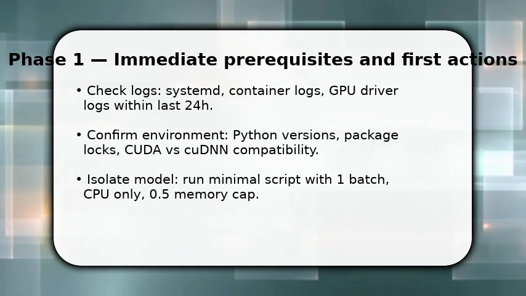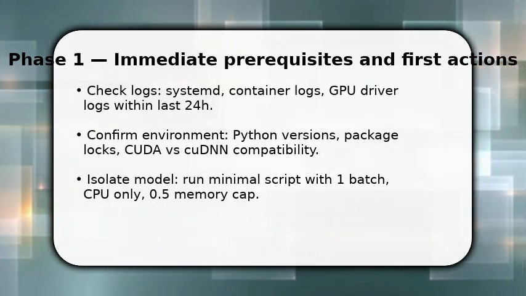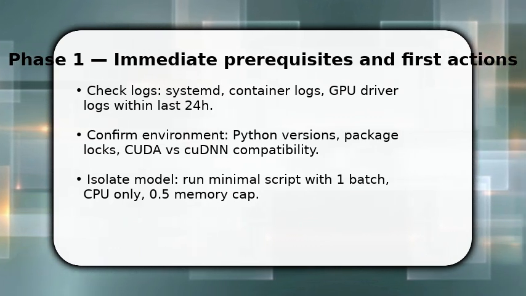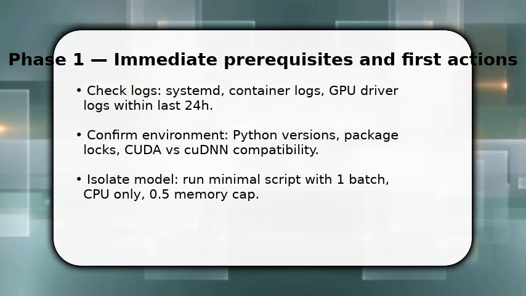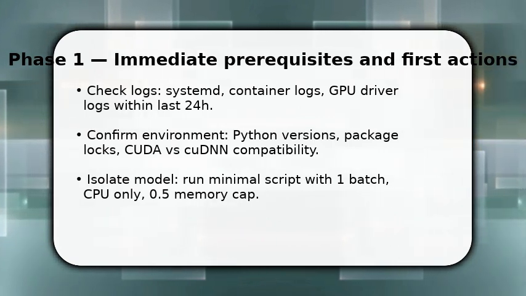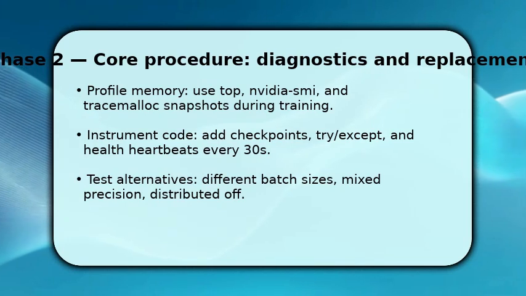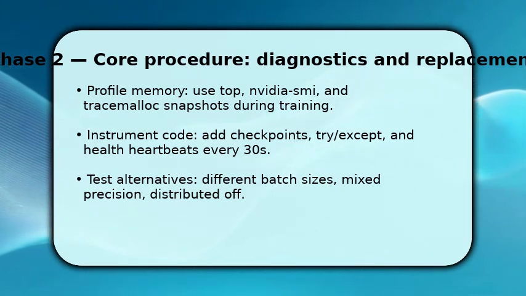Then isolate the model. Run a minimal script using one batch on CPU or apply a 0.5 memory cap to reproduce the fault. This shows whether the issue is resource, dependency, or code related. Once you can reproduce the restart, dig deeper with profiling and targeted fixes.